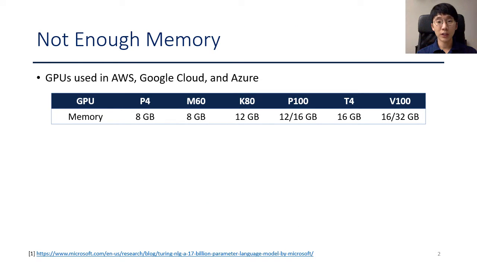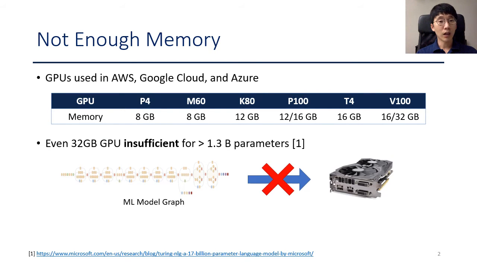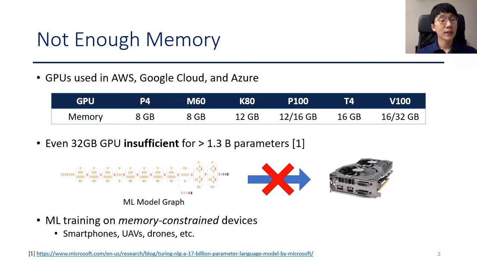However, the most commonly used accelerator, GPUs, do not have sufficient memory to train these models. This table shows all GPU models in AWS, Google Cloud, and Azure, and their memory size ranging from 8GB to 32GB. Even the largest 32GB GPU cannot run any models with 1.3 billion parameters. Recently, ML training has been run on devices such as smartphones, UAVs, drones, and so on. These devices have much less memory than GPUs.